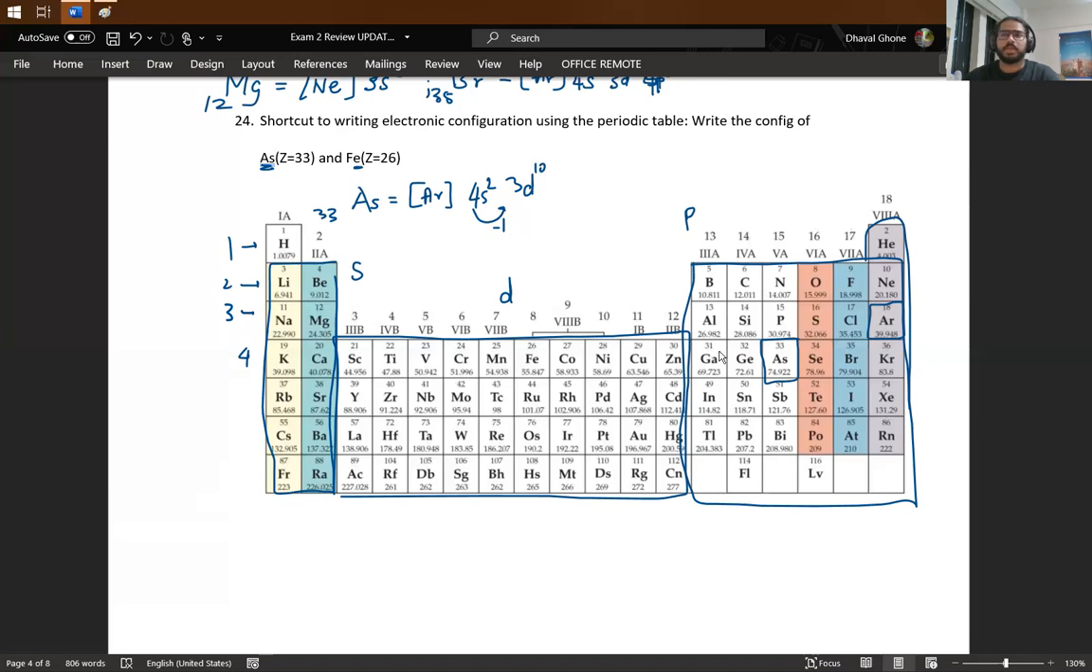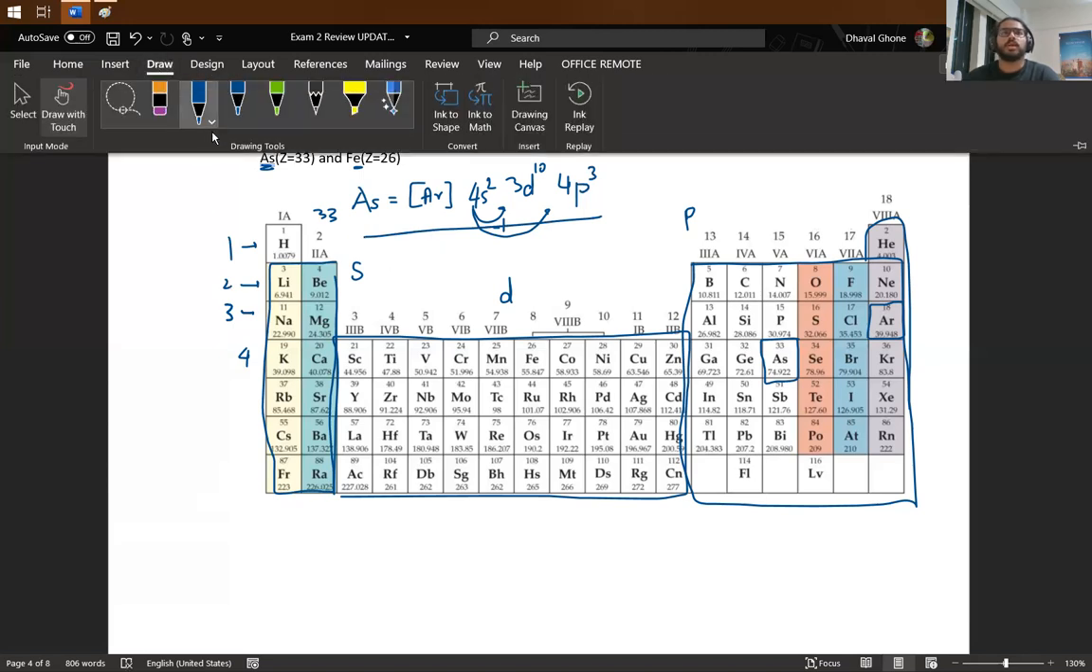I enter the p subshell. I'll go back to the 4 and write it as is. 4. I'm over here. 4p1, 4p2, 4p3 is where astatine is. So I'm going to write 4p3, and that's my answer. Okay. Let's try this once more with iron.